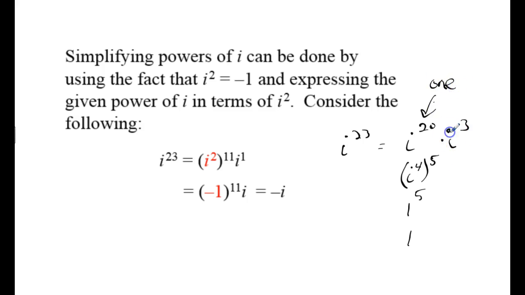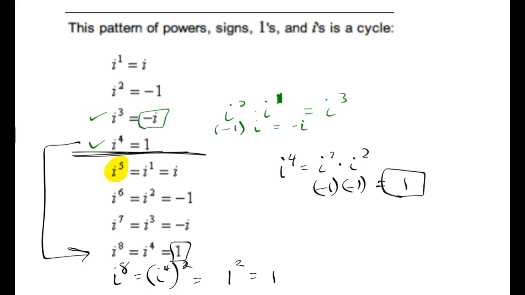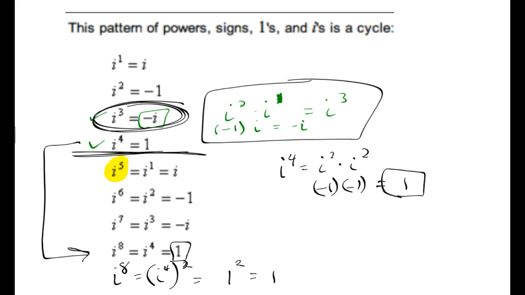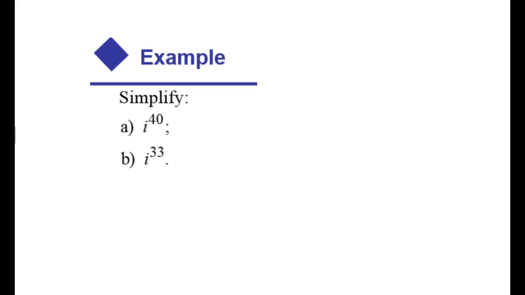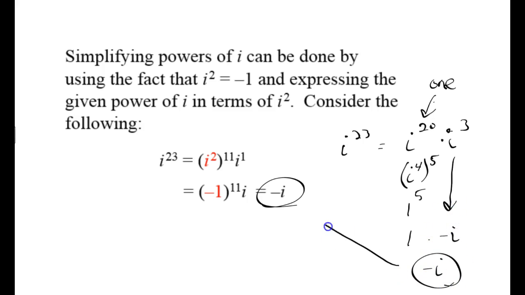And then i cubed, well, I could use the i chart for i cubed and get negative i. Or you could do this process again and get negative i. So basically there's 4 i's that we need to worry about. So i cubed turns out to be a negative i. So the final answer is just negative i, which is what they did.